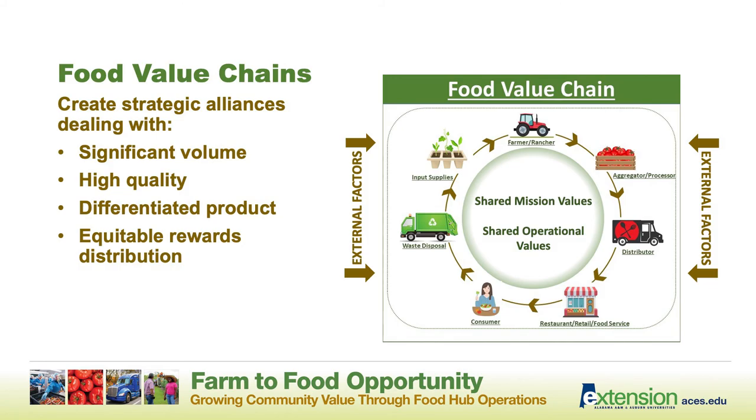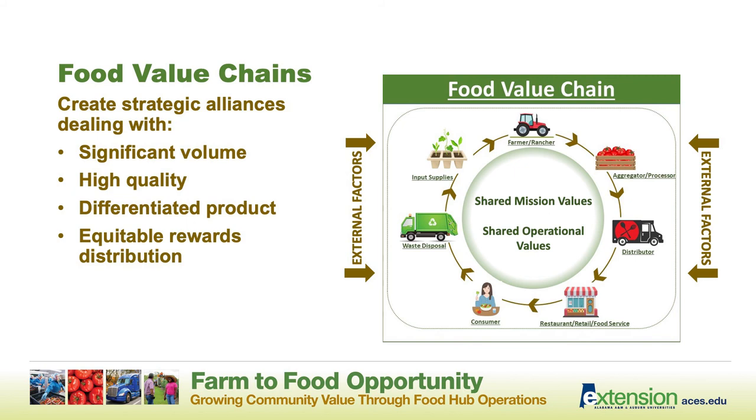A typical supply chain is defined as a set of trading partner relationships and transactions that delivers a food product from producers to consumers. A food value chain, or values-based food supply chain, is defined as a set of strategic alliances between farmers or ranchers and other supply chain partners that deal in significant volumes of high-quality, differentiated food products, and rewards are distributed equitably across the chain.